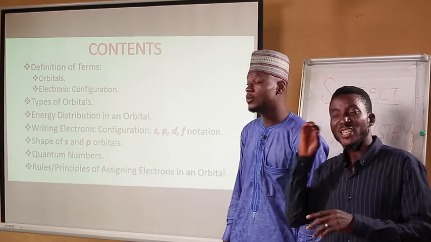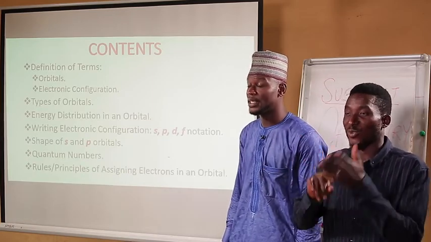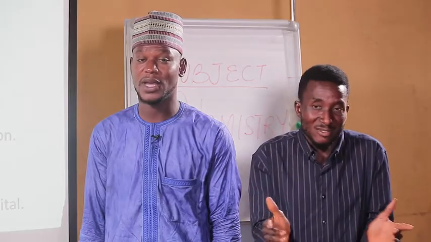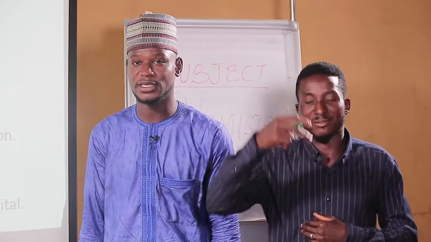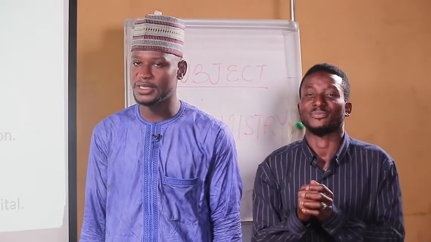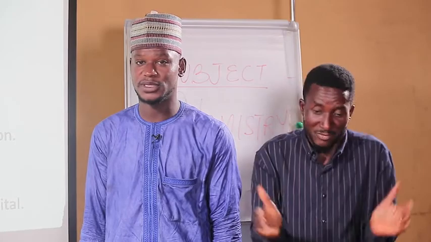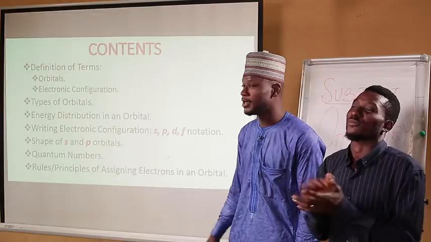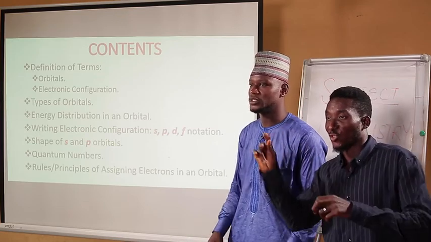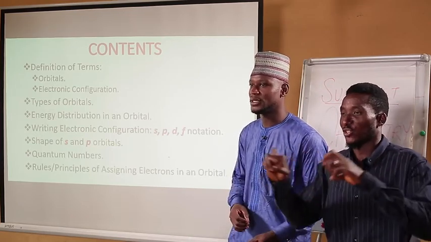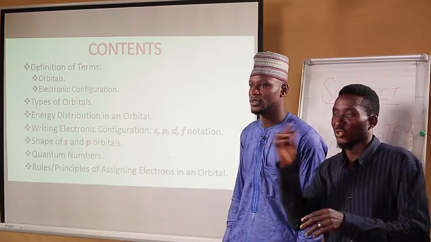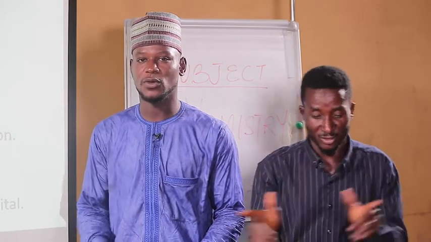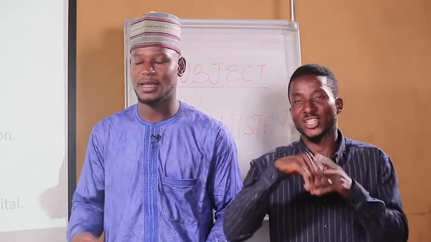He started by defining orbitals and electronic configuration. He defined an orbital to be a region or space in which we have the highest probability of locating an electron. Then electronic configuration has to do with the distribution of electrons in the orbitals and shells of an atom.